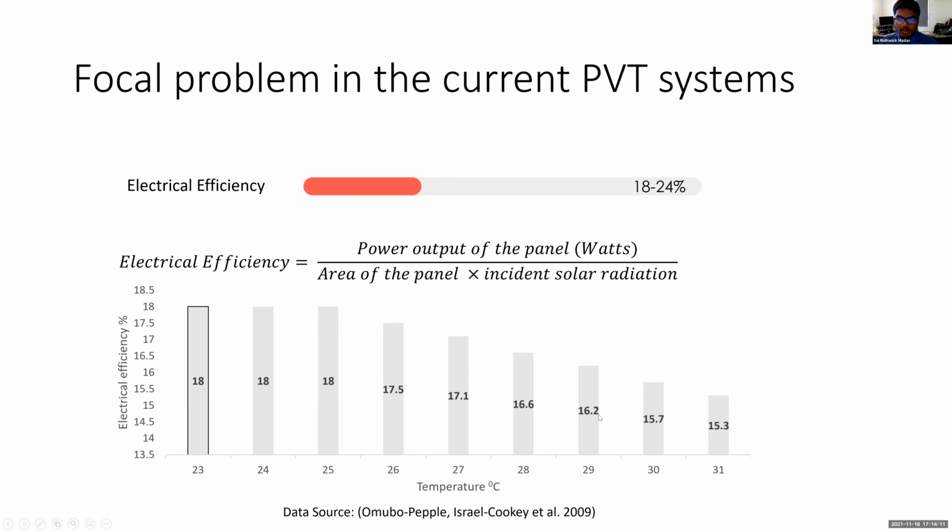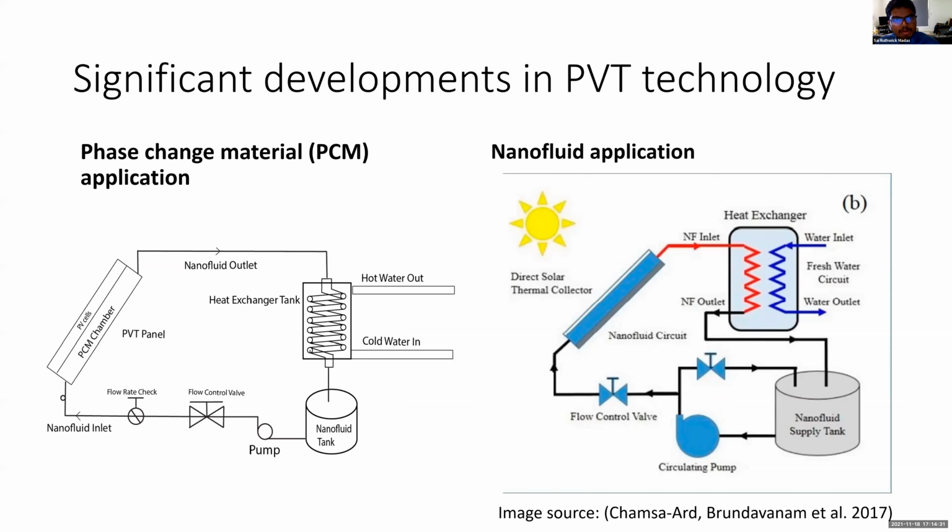At an outdoor weather condition at an ambient temperature of 25 to 30 degrees, researchers found that the panel temperature is as high as 45 to 55 degrees centigrade. So a significant loss of almost about 20% of efficiency can be seen due to the rise in cell temperature of the panel. As I said earlier, the photovoltaic thermal system uses air or water as a cooling medium.